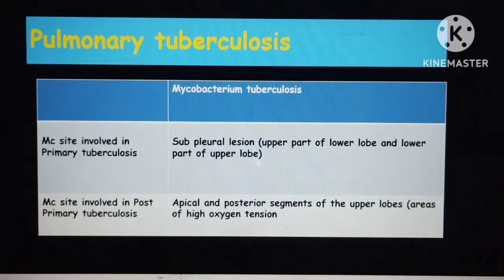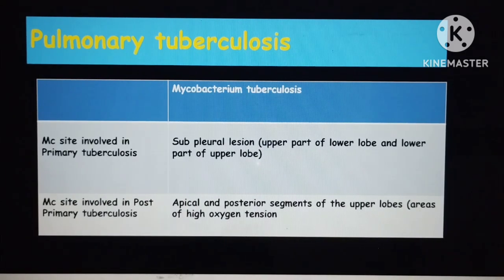Next, friends, I have posted some of the foci, that is the Assmann focus and Simon focus, and I will be posting a link in the description box. Kindly go through that. So now these are the pulmonary tuberculosis.